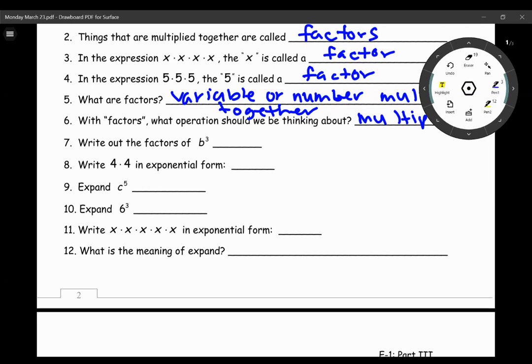So welcome to part 2 of exponents. Let's get started with question number 7. It says, write out the factors of b to the power of 3.